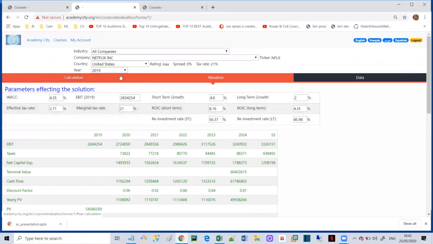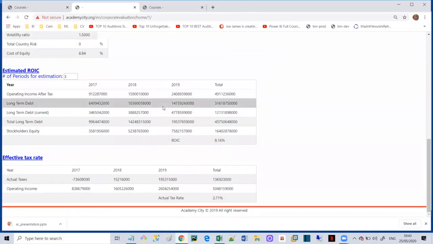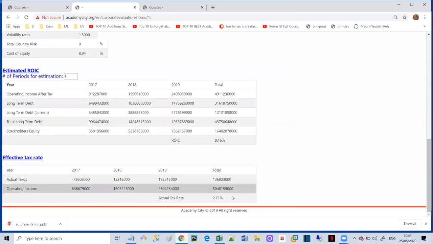So for a company like Netflix, I will use the last 3 years and not the last 5 years, because information from 5 years ago is less relevant to the future than the last 3 years, especially for a company like Netflix. Does that make sense, guys?